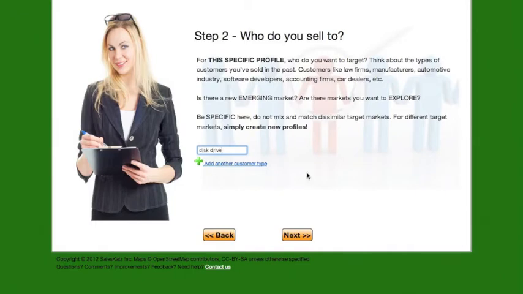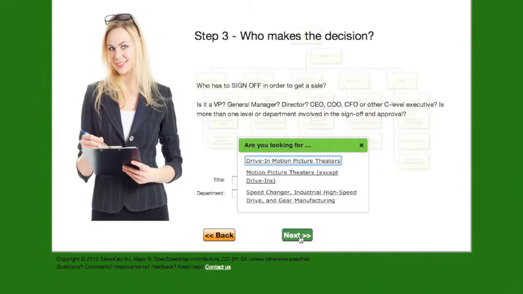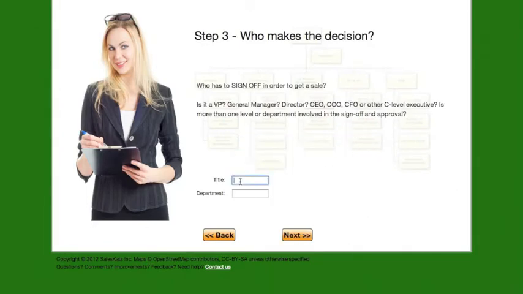Next, we'll choose who we want to talk to. Is it a VP? Is it a CEO? Whatever title you want to target. But we're not just going to find that person, we'll find everybody.